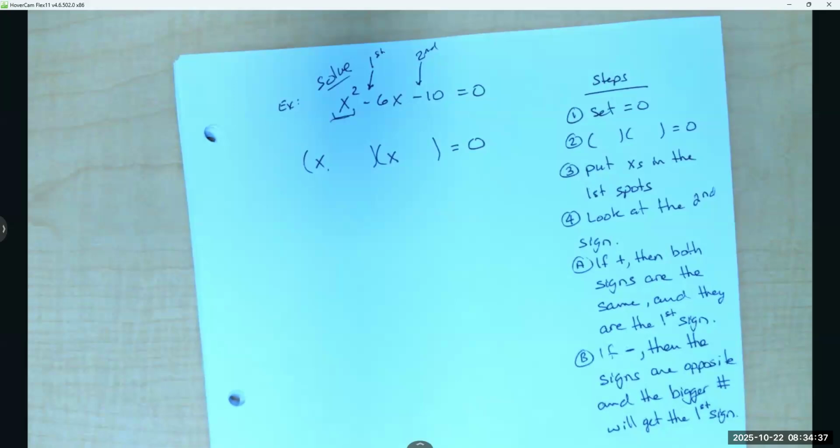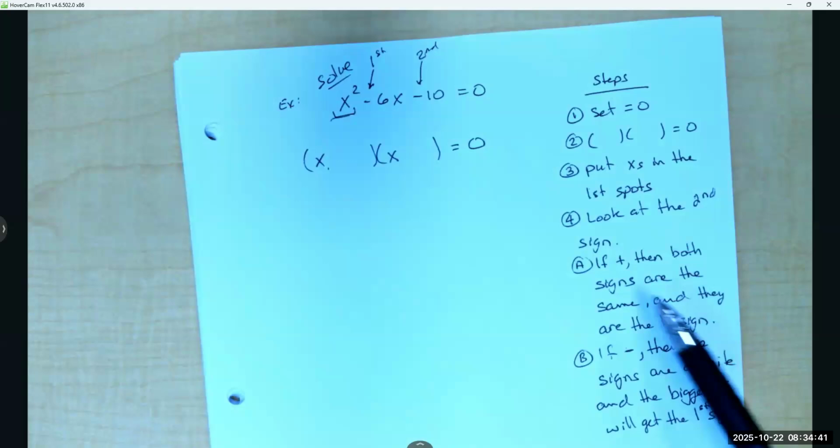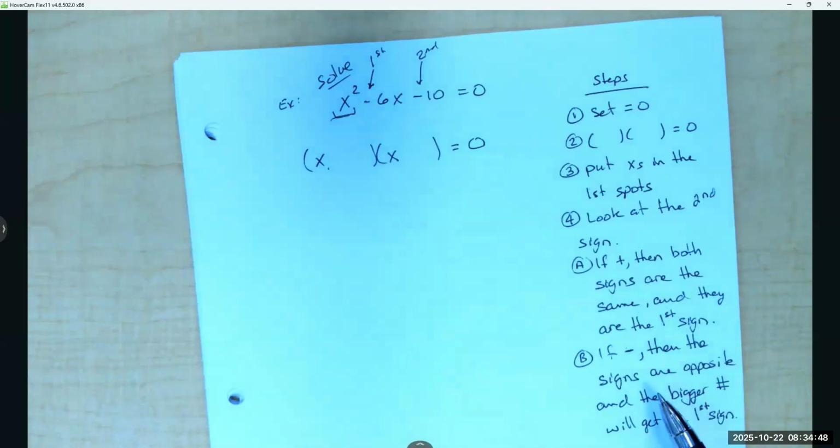Now, what does all that stuff mean? Looking at the signs. If the signs inside the parentheses are the same, then they're whatever the first sign is. If they're opposite, then the second sign is going to be minus, but the first sign will be whatever the bigger number is. I'll show you what that means.